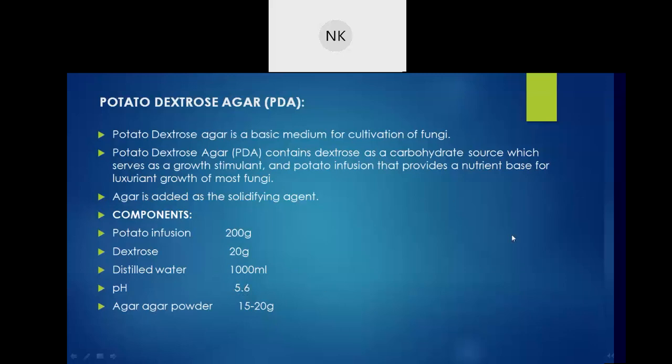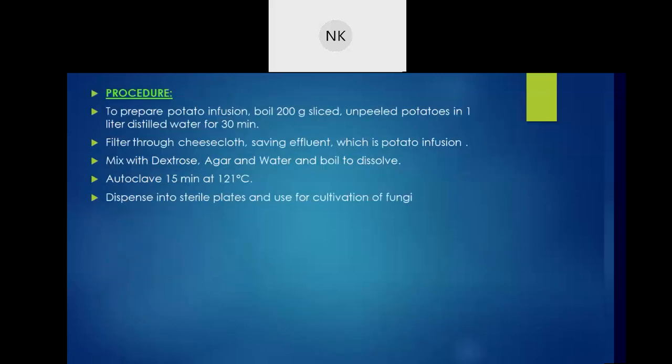The procedure for preparation of this PDA is similar to that of other kinds of media, but the only thing is here we are trying to prepare potato infusion by boiling some quantity of the sliced, unpeeled, or you can also take peeled potato, because we are putting it for sterilization. You can also use unpeeled, otherwise peeled potato slices can also be used.